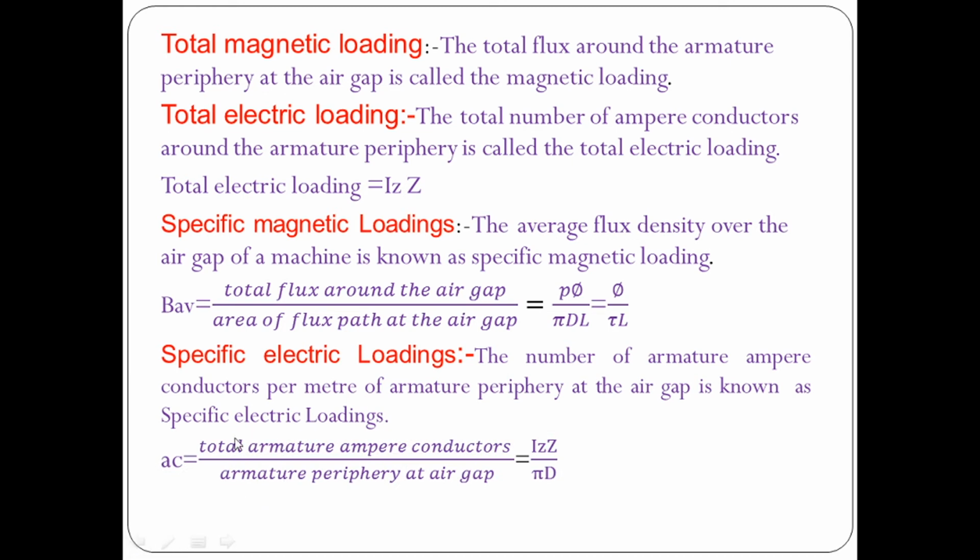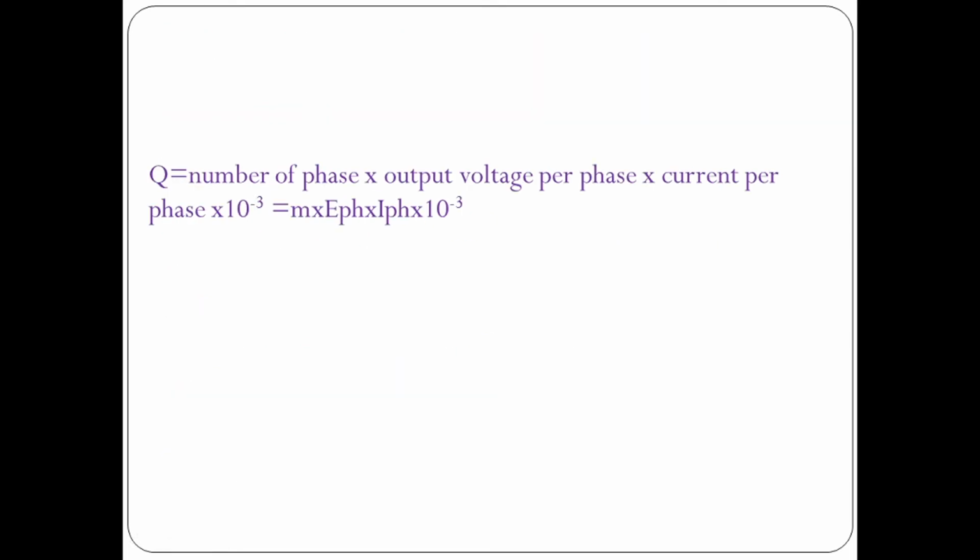So specific electrical loading is given by ac, which is the ratio of total armature ampere conductors to the armature periphery at the air gap. So it is given by Iz into Z divided by pi into D. That is the mathematical expression for specific electrical loading, that is ac.